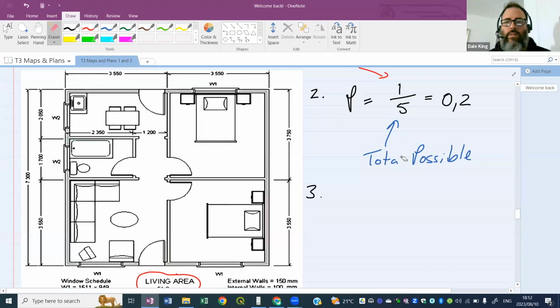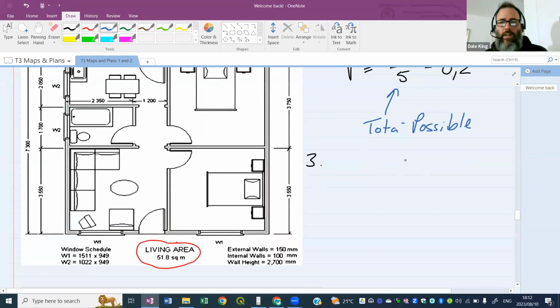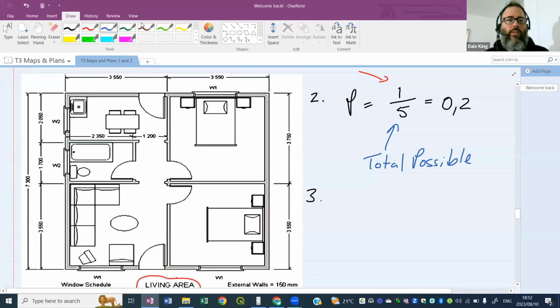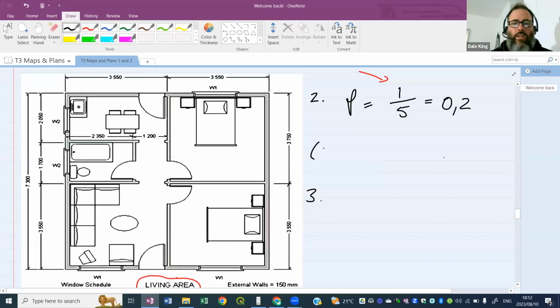What do I do? Ladies and gentlemen, what do I do? Can anyone out there help me? How could we confirm the square meterage of this house? What should I do? Anyone have any ideas? What should I do to confirm how many square meters this house is? All right, I'll put it in brackets here, 51,8 meters squared. How can I confirm that this house's living area is 51,8 meters squared? Anybody?